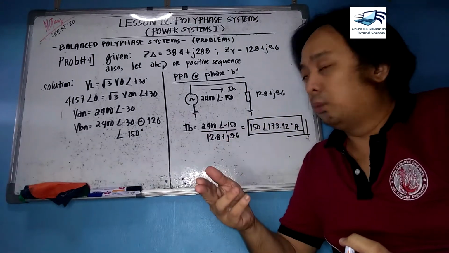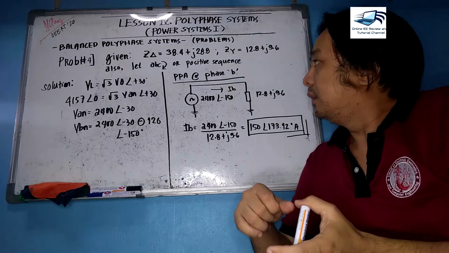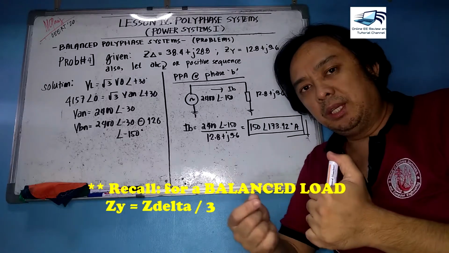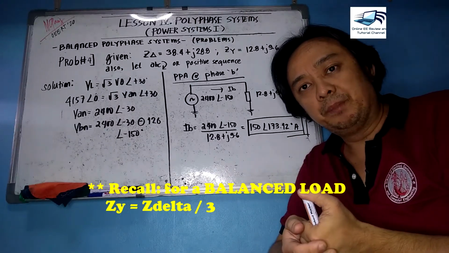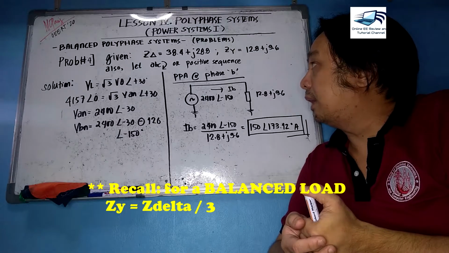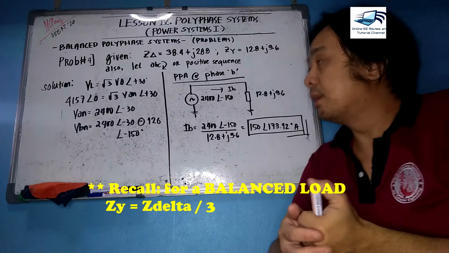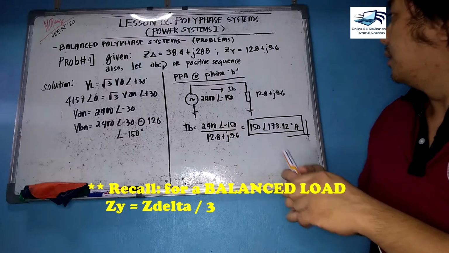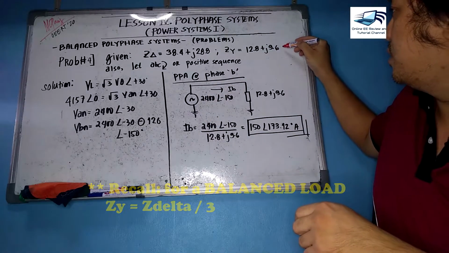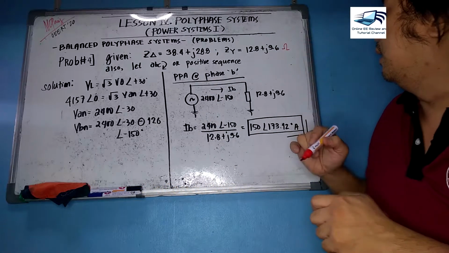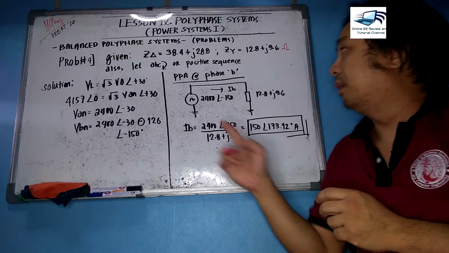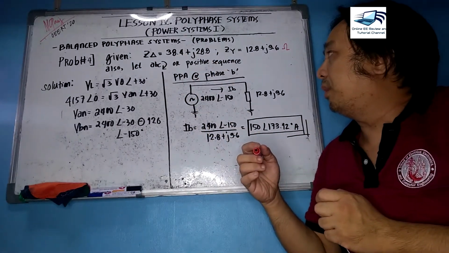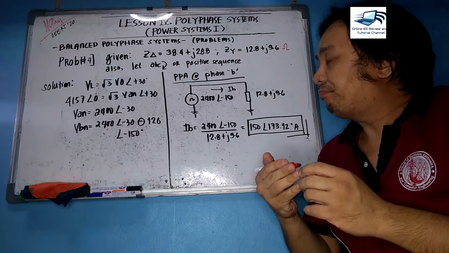So in order to do that, you need to divide the Z delta by 3, considering the load delta is balanced. So dividing it by 3, the answer here is 12.8 plus J 9.6. We're dividing this value of 38.4 plus J 28.8 by 3.